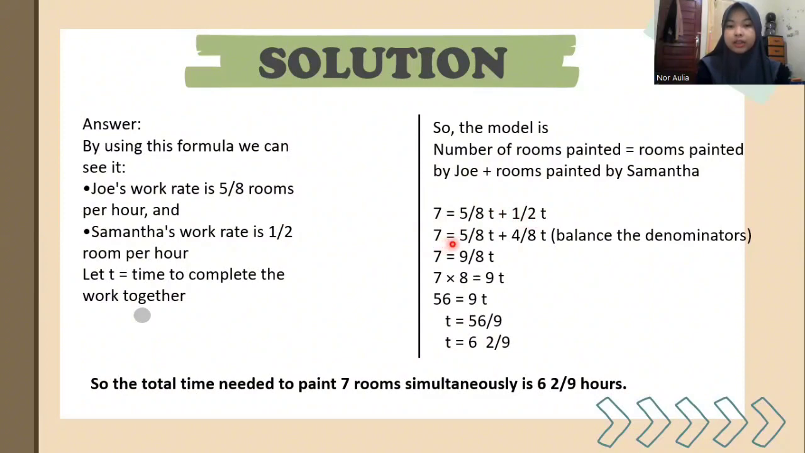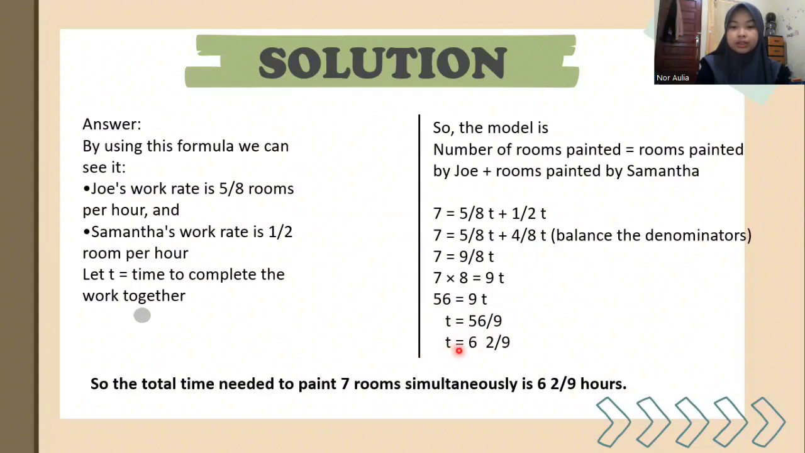So 7 equals 5 over 8 t plus 4 over 8 t. We can balance the denominators: 7 equals 5 over 8 t plus 4 over 8 t, which is 9 over 8 t. So we can multiply by 8 on both sides. 7 times 8 is 56 equals 9t. And we can divide both sides by 9. So t equals 56 divided by 9.